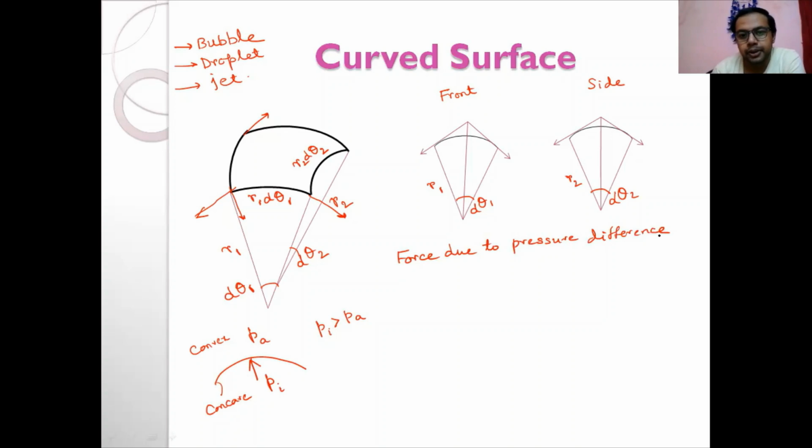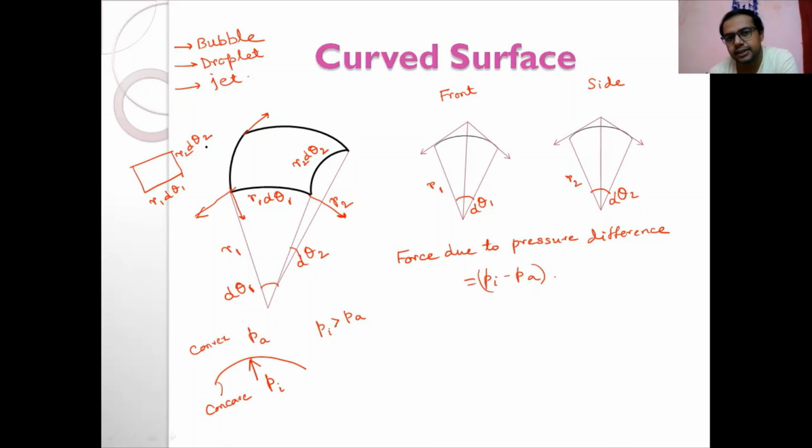The force due to pressure difference will be (PI minus PA) into the area of the surface. So what is the area of the surface? This curved surface is a very small, differential surface that we are taking. We can consider it as an elementary rectangle. In this rectangle, one side is R1 d theta 1, and another side is R2 d theta 2.